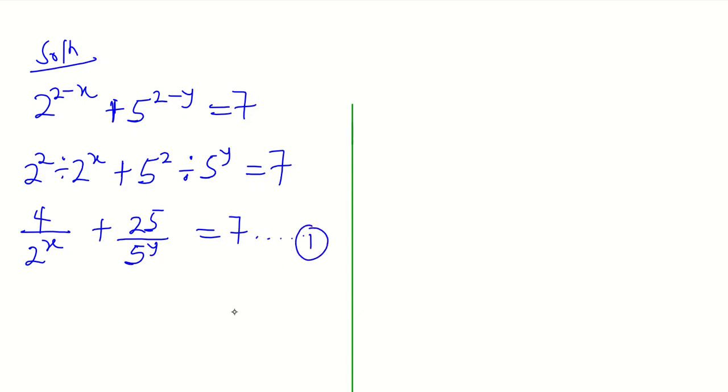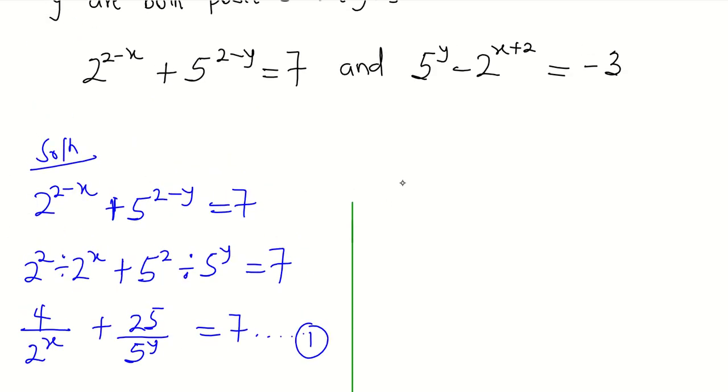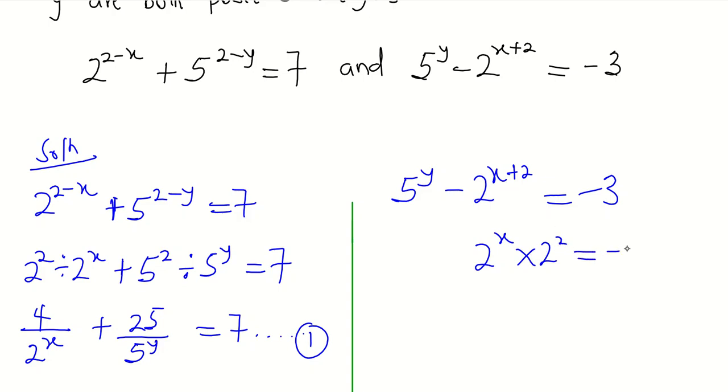So let's label this as equation 1. And in the other equation, we have 5 exponent y minus 2 exponent x plus 2, which is equal to minus 3. Now with this, we can see that 2 exponent x plus 2 can be written as 2 exponent x times 2 exponent 2. This means that originally the bases are the same and they added the exponents, which is equal to minus 3.